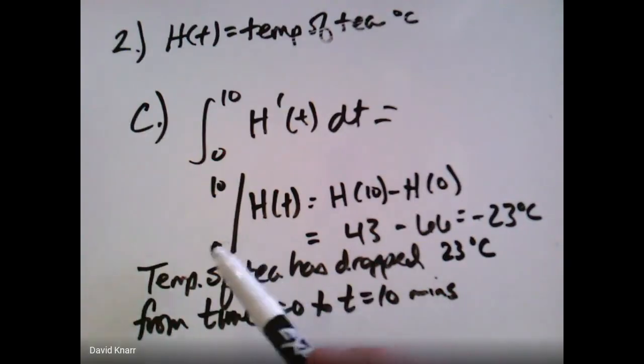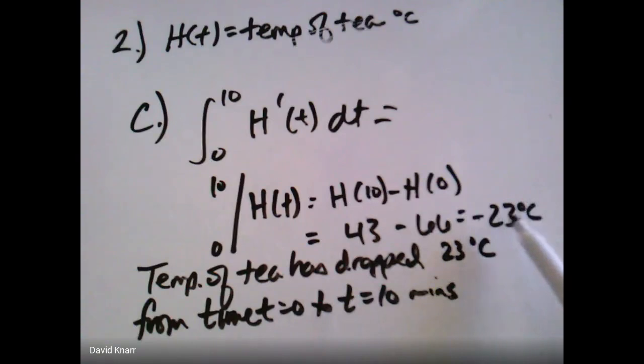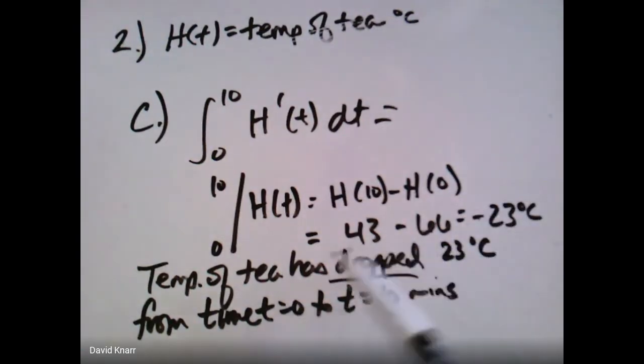When you write your explanation, the bounds matter. The 0 and 10 have to be included. This number has to be included. Do not say the temperature of the tea has dropped negative 23 degrees Celsius, because then you're saying the temperature of the tea increased. It went down by negative 23 means it's positive. Okay? So the temperature of the tea has dropped. That's what the negative is. 23 degrees Celsius from time t equals 0 to t equals 10 minutes. You need the two bounds in your explanation, as well as this 23, and how the negative relates to that in this context.